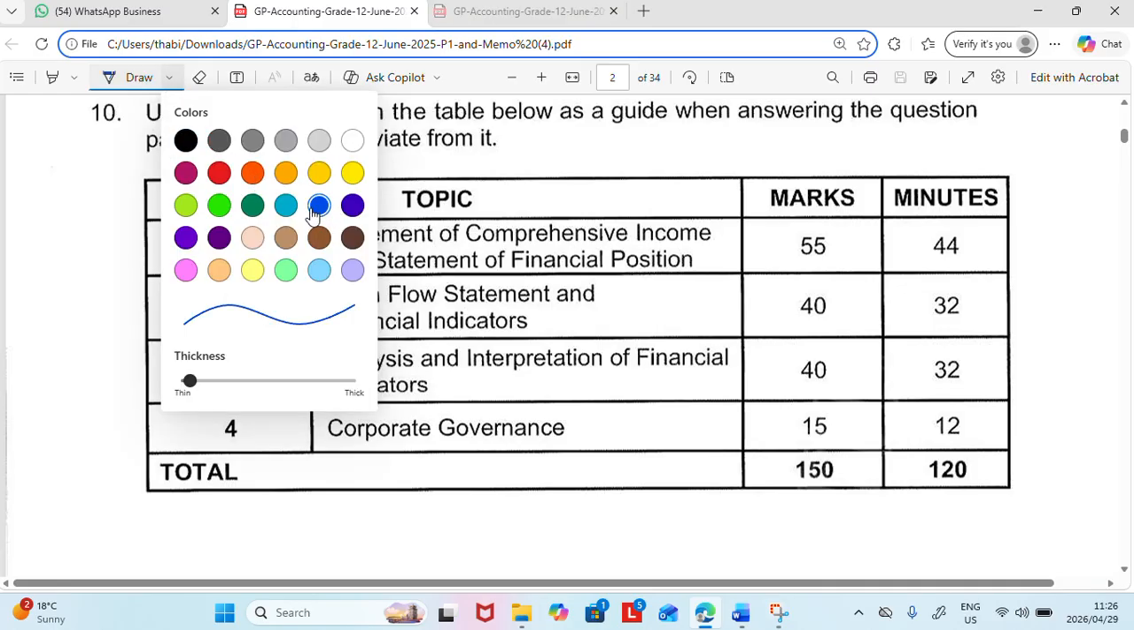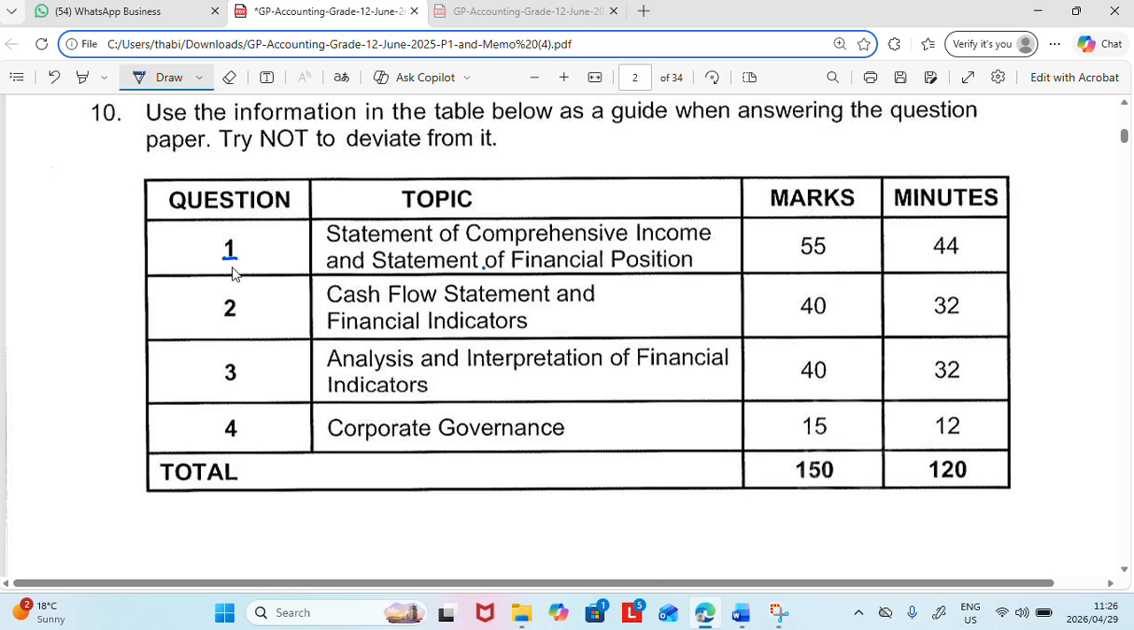Question 1, guys, we need to complete firstly the statement of comprehensive income, also known as the income statement, the statement of financial position, also known as the balance sheet. Question 2, we need to complete the cash flow statement and financial indicators. Question 3 is the analysis and interpretation of financial indicators. Question 4 will be corporate governance. So let's get started.